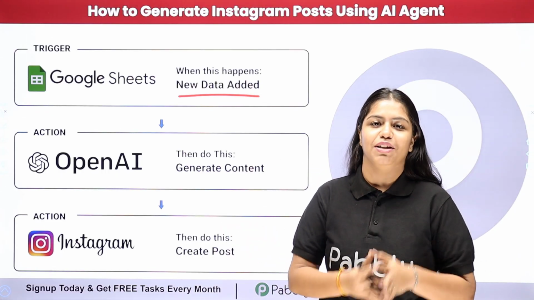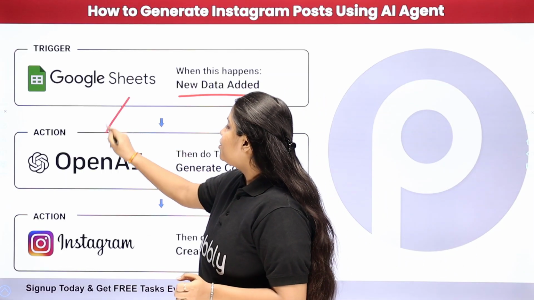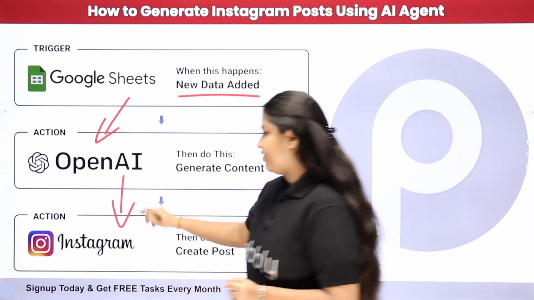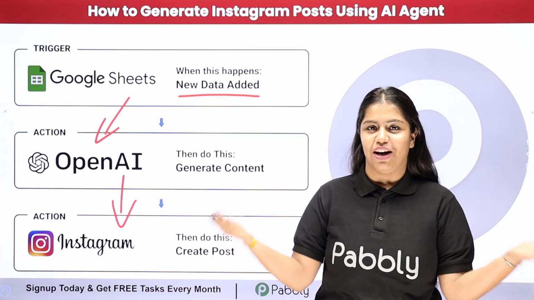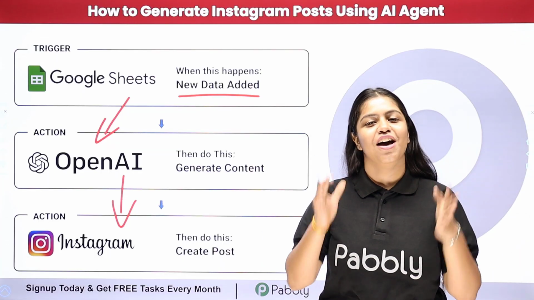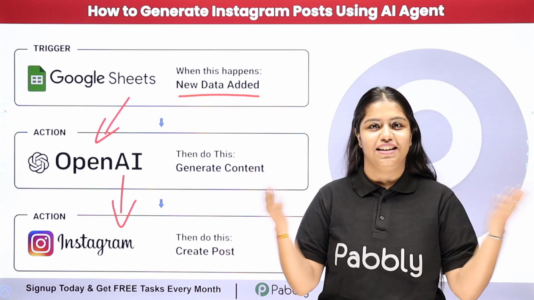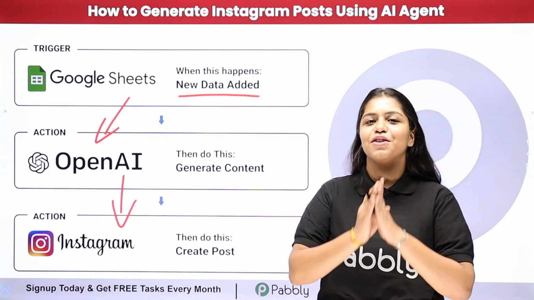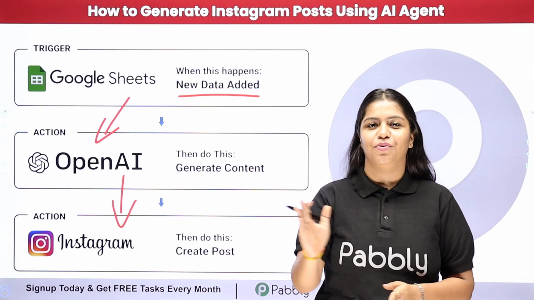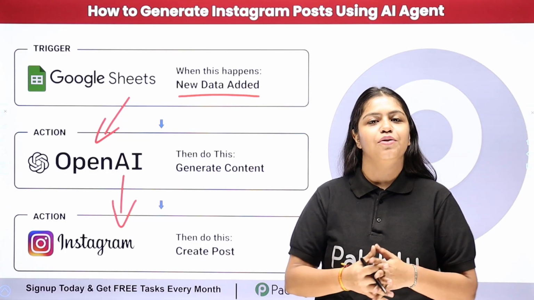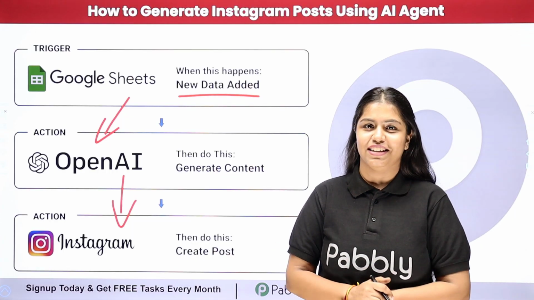So to do this, we are simply going to create a connection between Google Sheets, OpenAI and Instagram. And to create this connection without knowing any programming or coding language, we are going to use Pabbly Connect. It is an amazing automation software. So if you also want to create this amazing automation for your own business, then you have to come with me towards my screen.